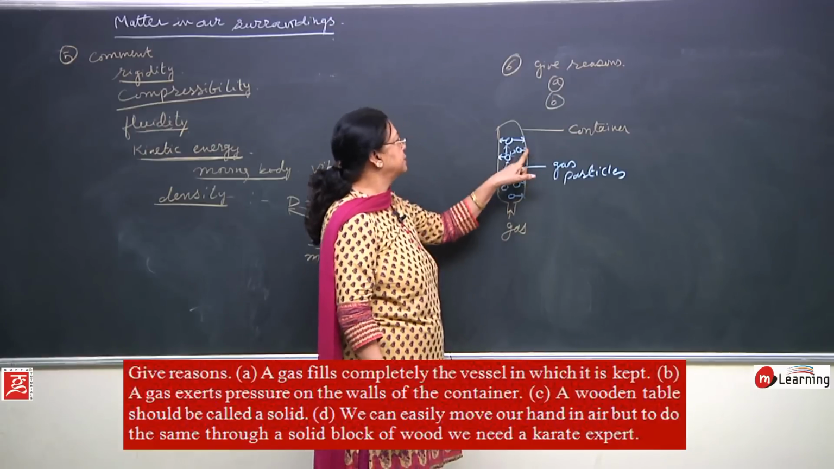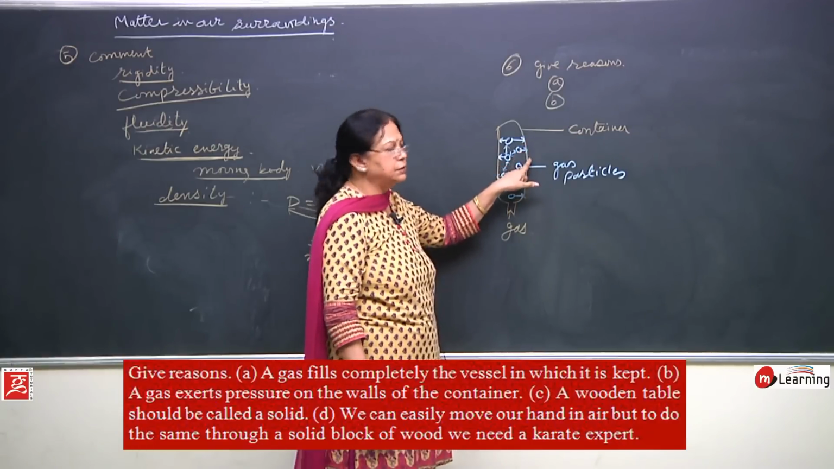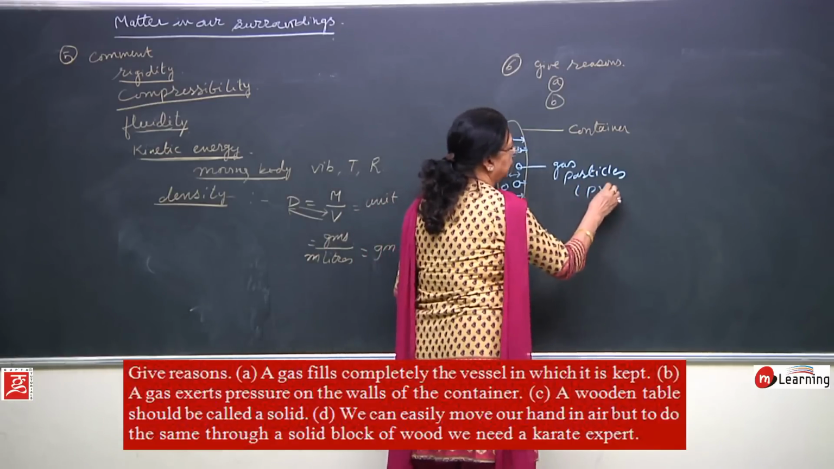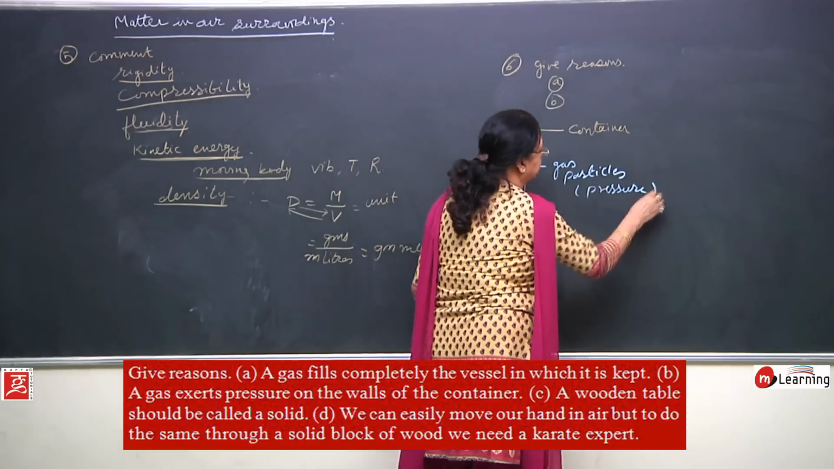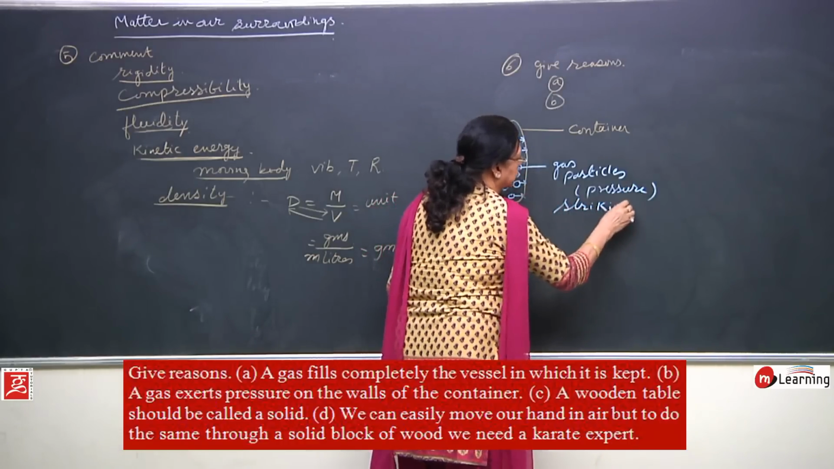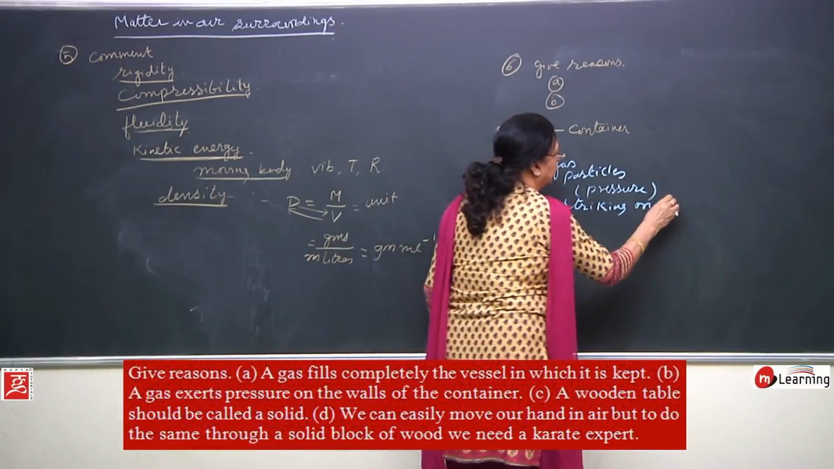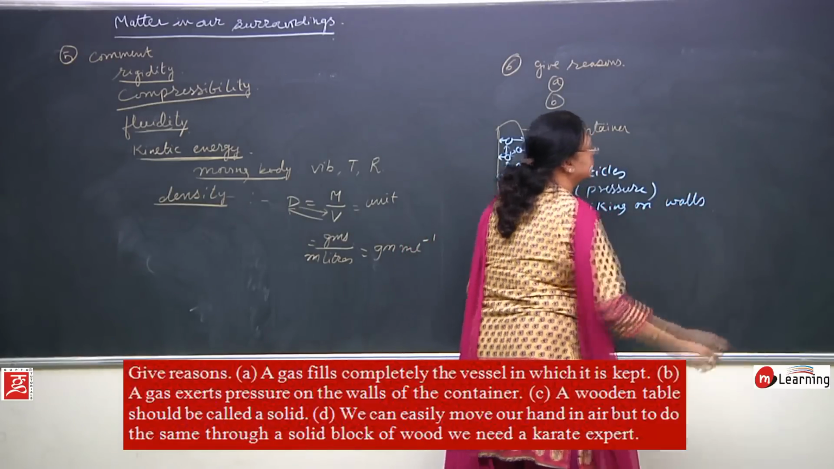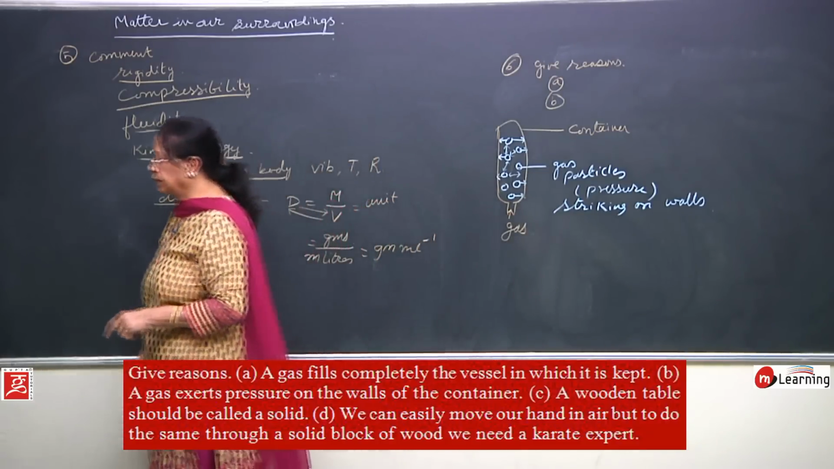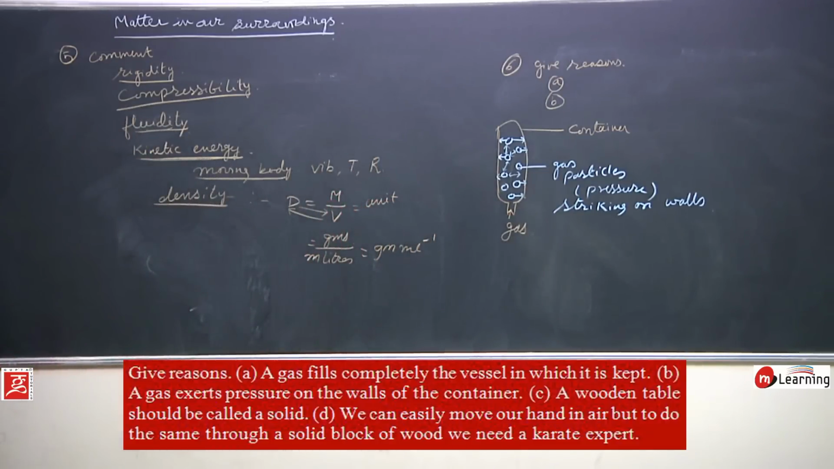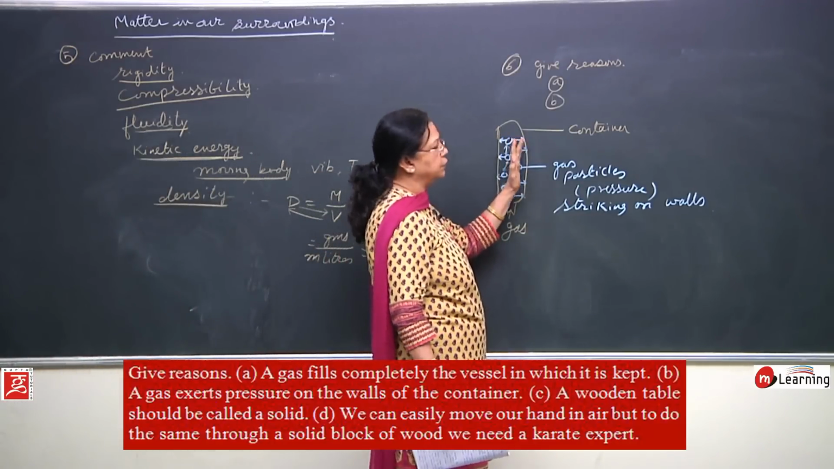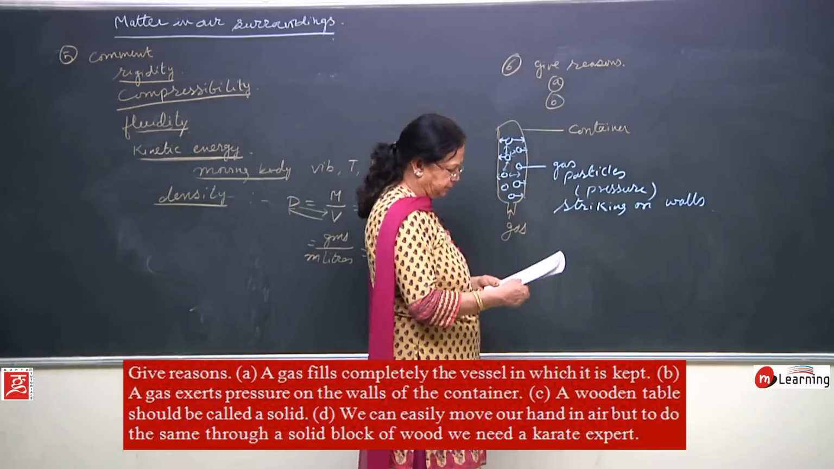Because of that striking on the walls, it exerts pressure. Pressure is exerted by the particles because of striking. Where are they striking? On the walls, right. So, gases exert pressure on the walls of the container because these particles are continuously in motion, and these moving bodies strike on the walls, and therefore, they exert pressure.